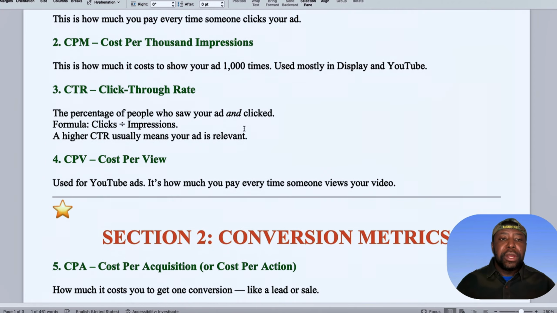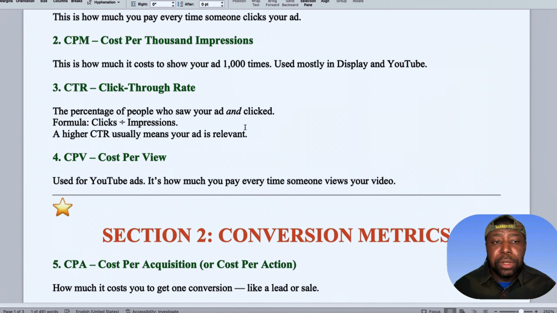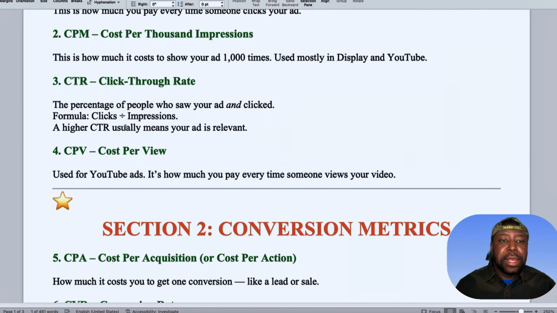Now, number 3 on the list is click-through rate, which is CTR. Majority of you, we talk about CTR, the percentage of people who saw your ads and clicked. So some people will see your ads and won't click on it. And this measures the percentage of people who see your ads and click on those ads. As you can see, the formula right here is the clicks divided by the impressions.